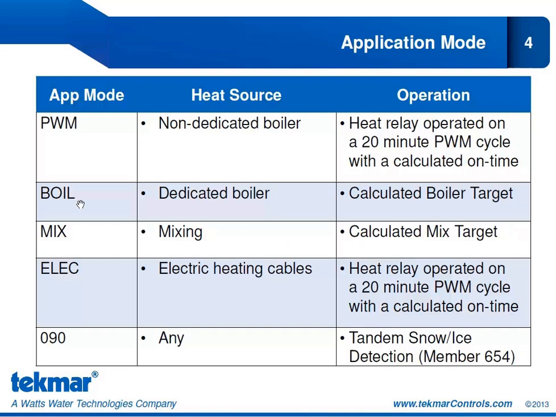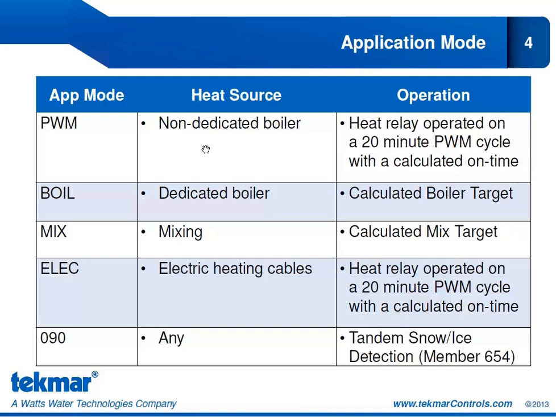Application mode boil is selected if the 654 is operating a dedicated boiler, and the system will operate to maintain that calculated boiler target. Lastly, we have application mode PWM. Now, one way to remember that is if it doesn't fit any of these 4 application modes, then you can select application mode PWM, or you can think of it as if it's a non-dedicated boiler that's being operated.